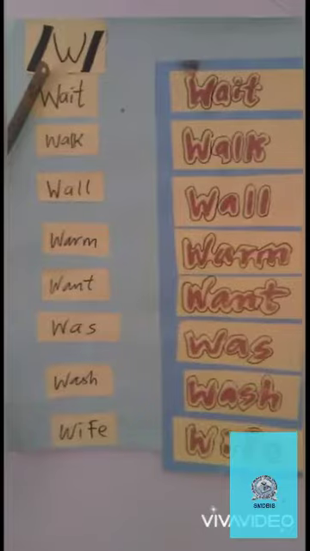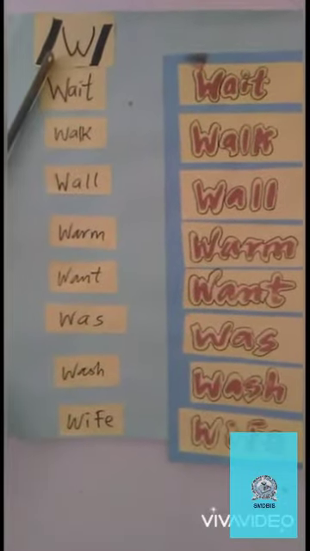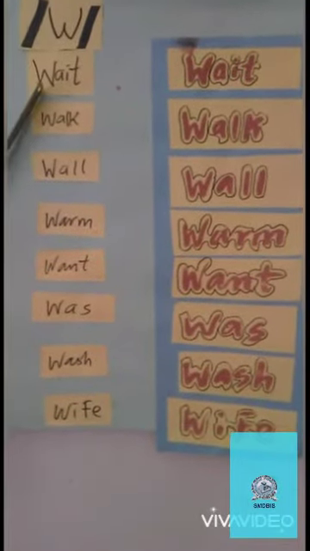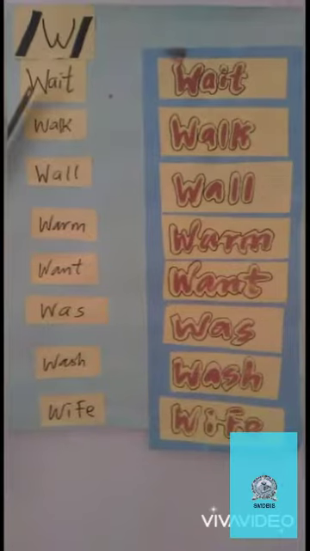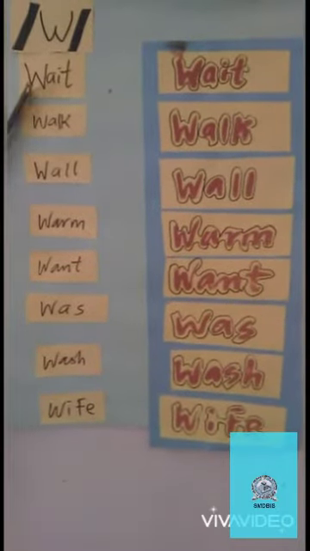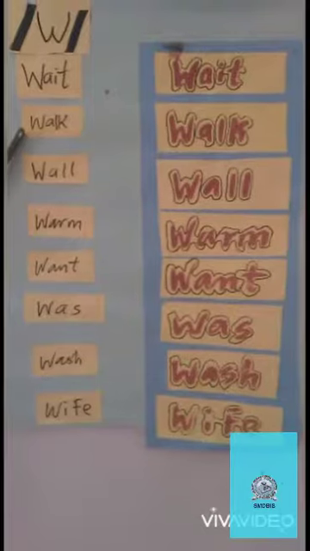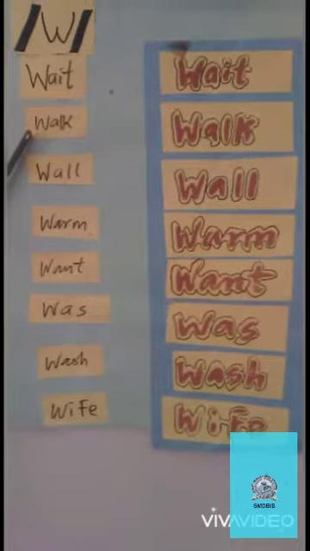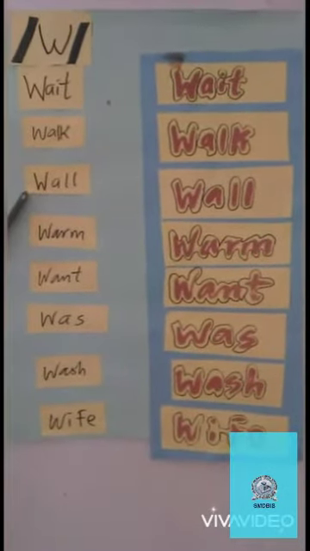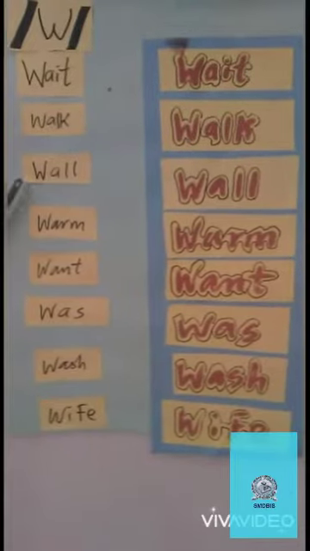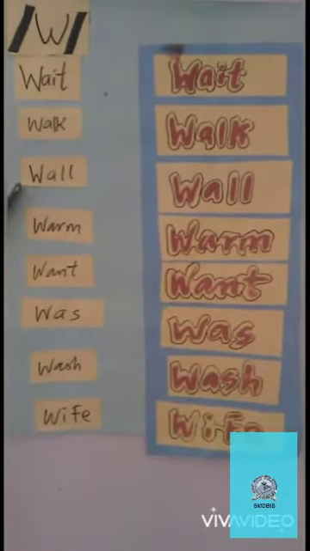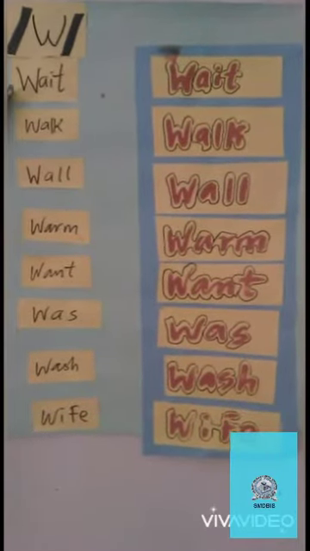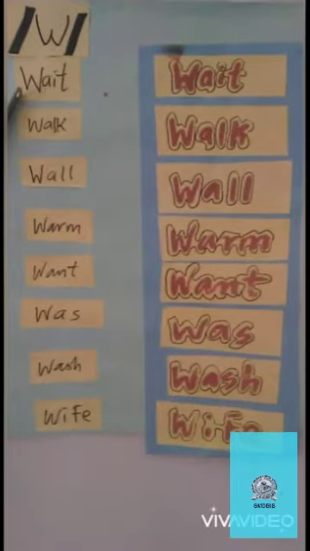Children, you're going to repeat after me, okay? Say w. W. As in wait. Wait. Then we have walk. Walk. Then we have, say after me, wall. Wall.